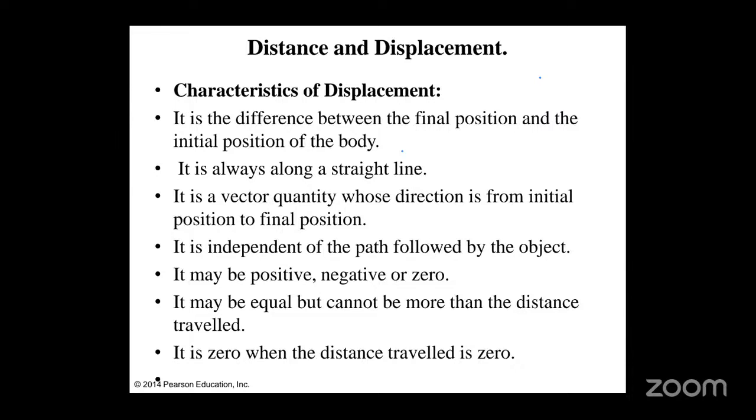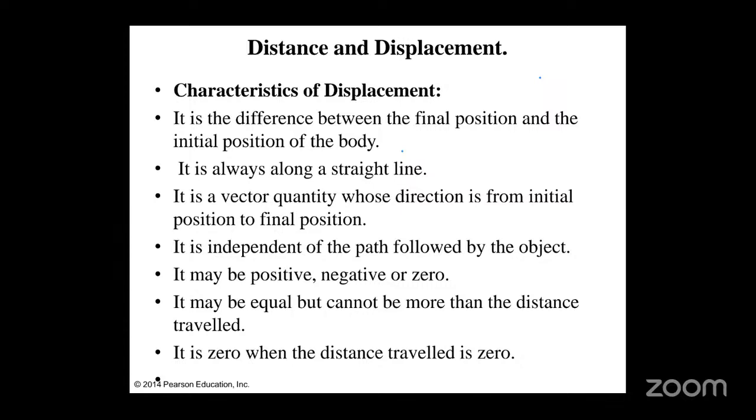Now, characteristics of displacement. It is the difference between the final position and the initial position of a body. So when an object moves from one point to the other, the difference between the points, that is displacement. It is always along a straight line. It is a vector quantity. It is independent of the path followed by the object.